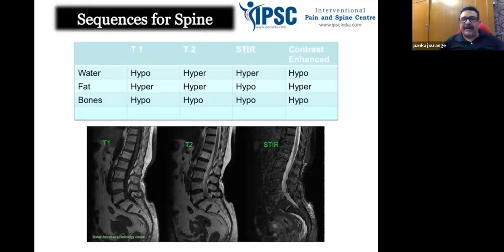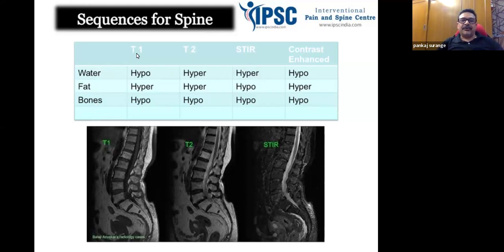Talking about the sequences of the MRI. Normally we look for the T1 and T2. So what is the difference between T1 and T2? When we see T1, let's divide this into three parts: water, fat content, and the soft tissues and the bones. Bones, ligaments, muscles, all come into one category.